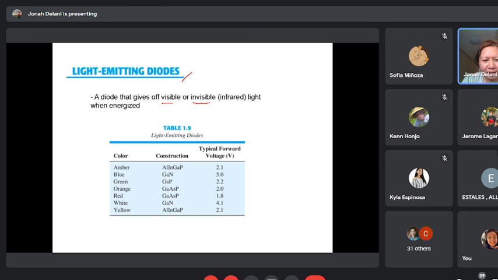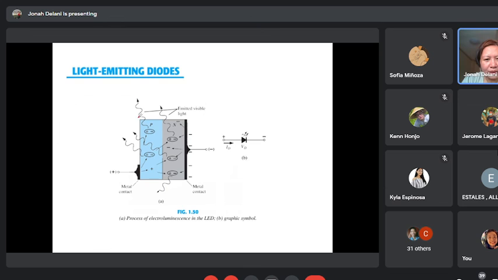So for different materials, different colors are produced. And these colors and these materials require different threshold voltages for it to energize. Different from silicon and germanium, of course. I'm not sure if there is an additional color here. Is it time to look at the book? So, this one. When it is energized, they would radiate light.